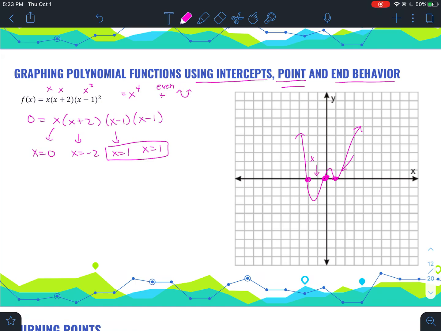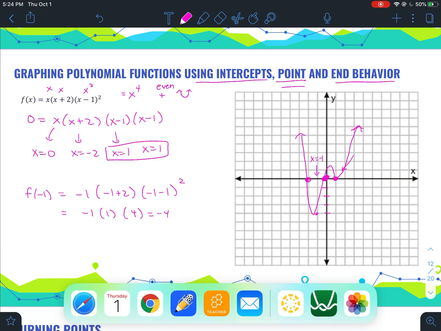So if I found what's happening when x is equal to -1, that'll help me figure out how low this graph is going to go. So if I found f at -1, I would just plug -1 in. So -1 times -1 plus 2 times -1 minus 1 squared. So this would be -1 times 4, which is -4. So if I wanted to make this a little bit more accurate, I know that at -1, it's at -4. So we could go all the way down there and then pop back up. And then we know that it's going to hit, and then it's going to keep going.